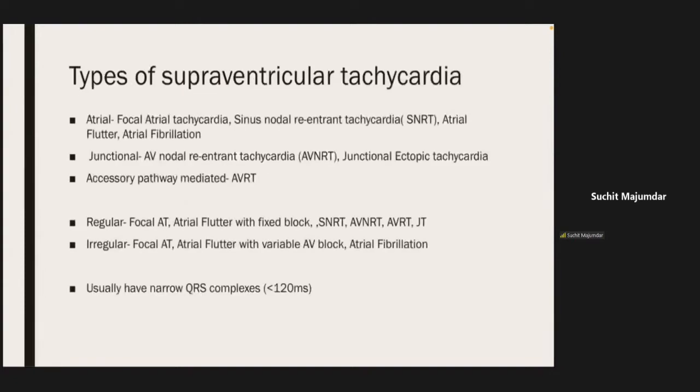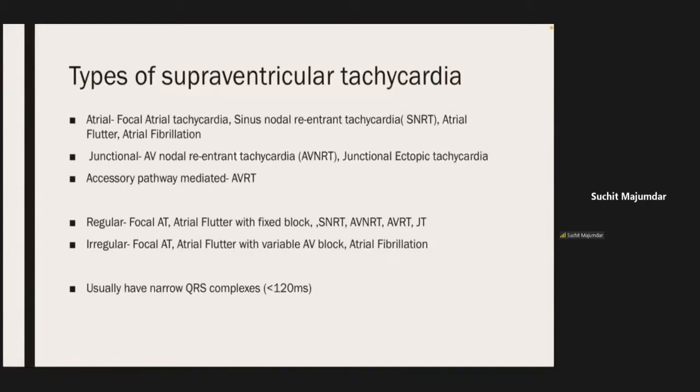Okay. So for the types of narrow QRS tachycardia, first we have to discuss where they are coming from. Supraventricular tachycardia can be atrial, junctional or accessory pathway mediated. Atrial can be a focal atrial tachycardia, sinus node re-entrant tachycardia, flutter and fibrillation. Junctional can be either a junctional ectopic tachycardia or an AVNRT. An accessory pathway mediated tachycardia can be an AVRT. Whenever in an AVRT we find a narrow QRS, it's due to what is called an orthodromic AVRT, where the antegrade limb is going through the AV node and the retrograde limb is going through the pathway. The tachycardia can be regular or irregular.